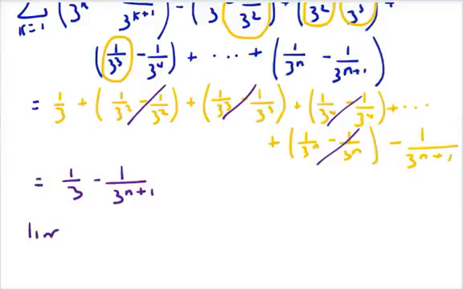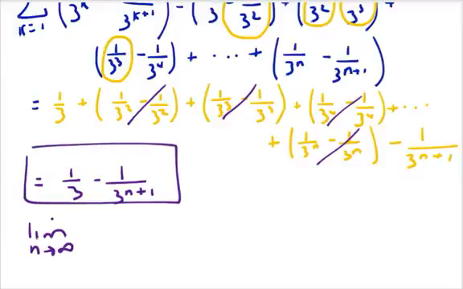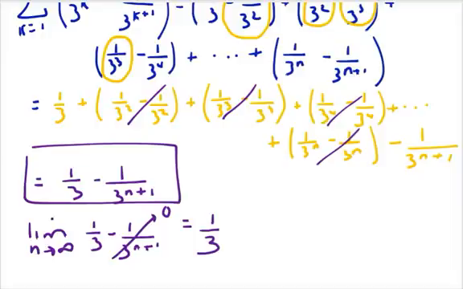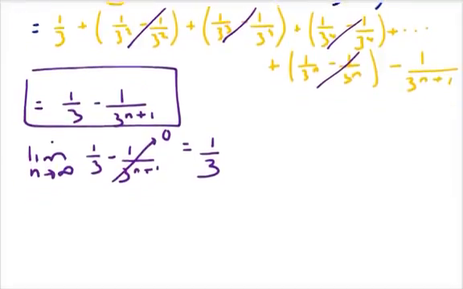So now I can take the limit, because that's an explicit formula. The sum actually equaled this, in the partial sum. So I need to take the limit of that as n goes to infinity. This term goes to 0, and you're left with 1/3. And that's your answer for this series. It converges to 1/3, and it's of the variety called a telescoping series.